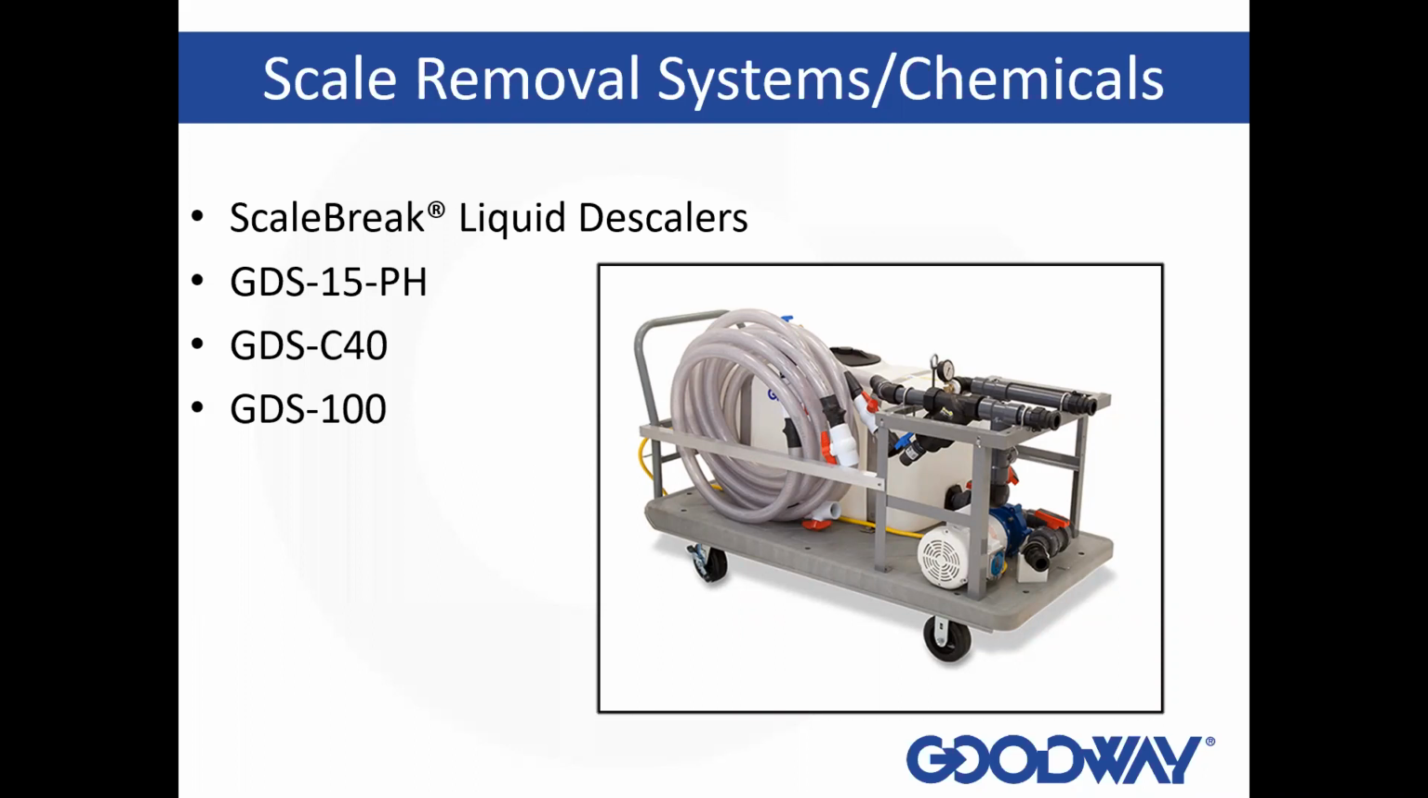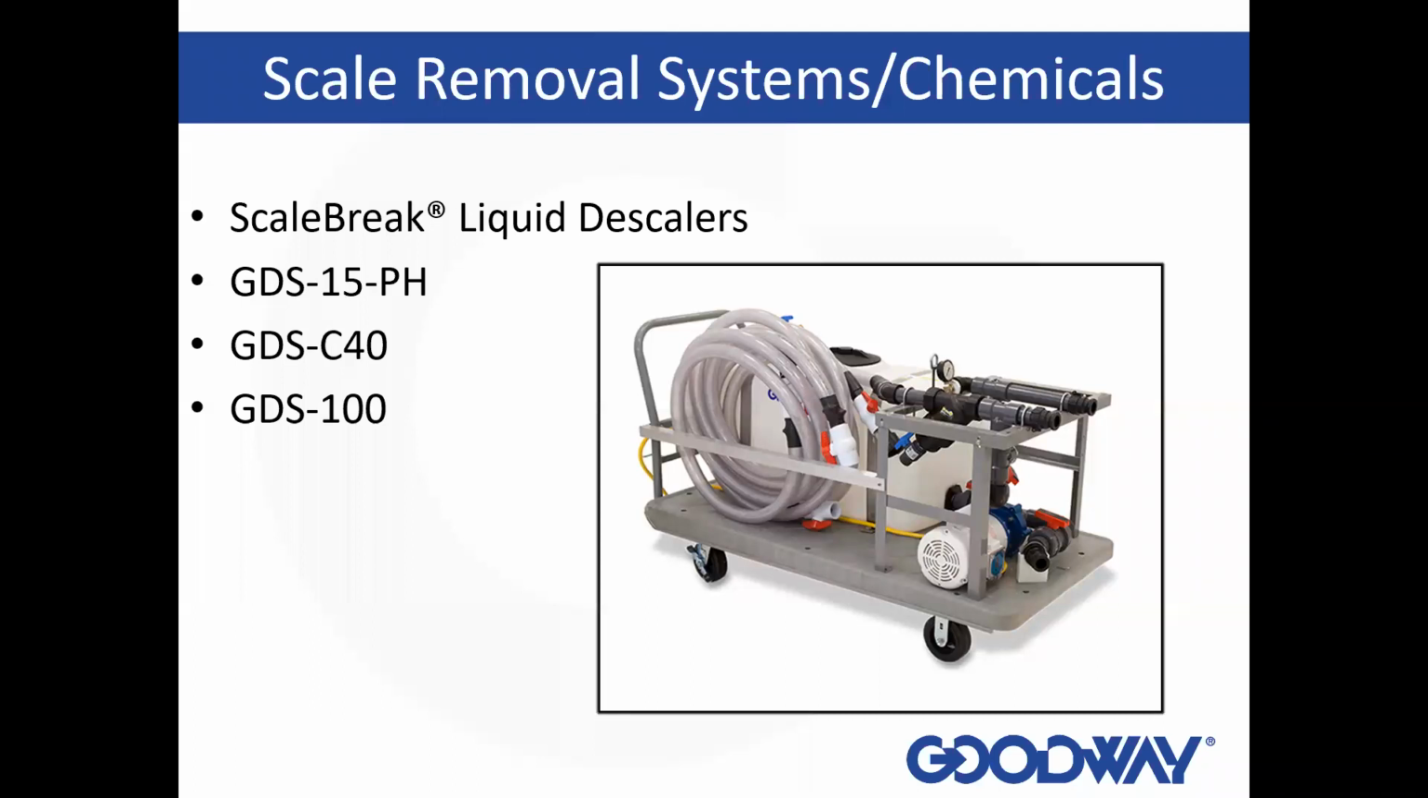Walking into somebody's mechanical room with a bucket full of acid splashing around and trying to use that as your maintenance tool. So we developed machines that are self-contained, that are very user-friendly and roll right up and start doing the cleaning. The picture right there is of our GDS 100, which is a machine that's used for doing a boiler because it handles a much higher volume of water.